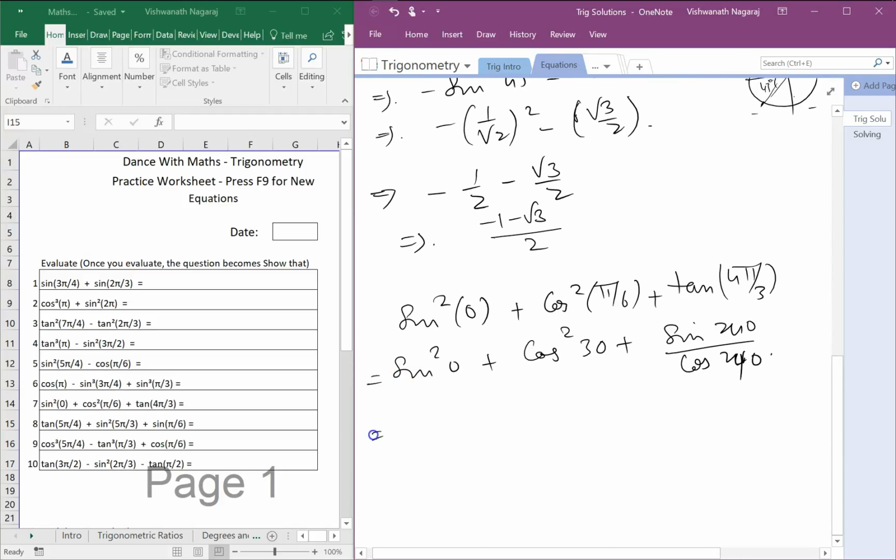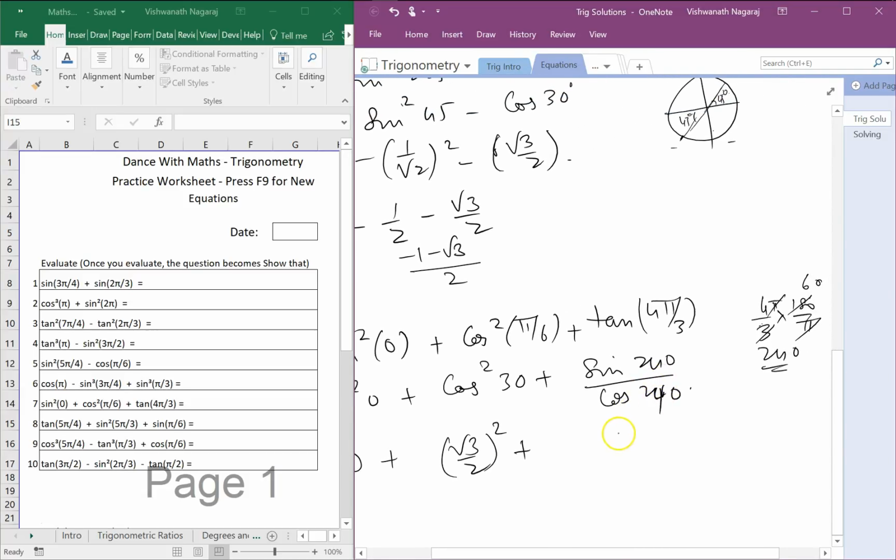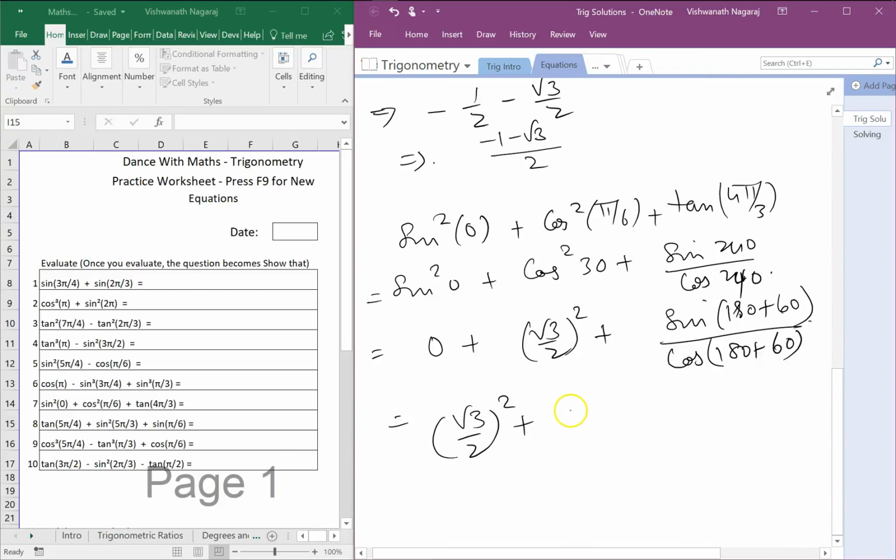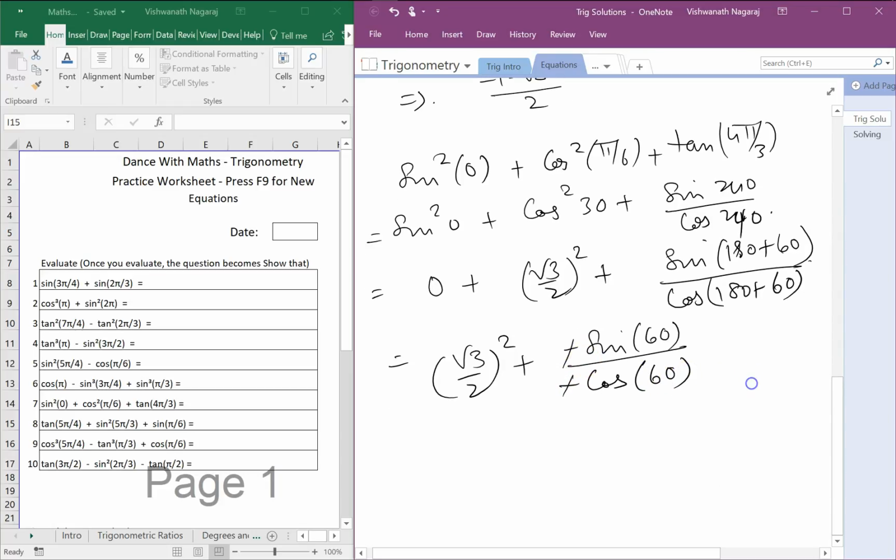Yes. Now sine 0 is 0, so the square is also 0. Cos square 30: cos 30 is root 3 by 2, squared, plus sine 240. What is that? This can be written as sine 180 plus 60, and cos 180 plus 60. Now this would be equal to minus sine 60 and minus cos 60. So now this minus sign gets cancelled.